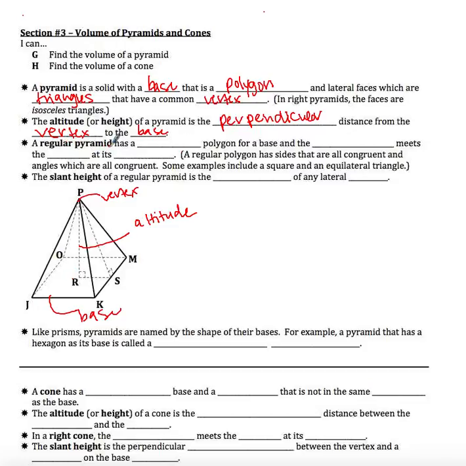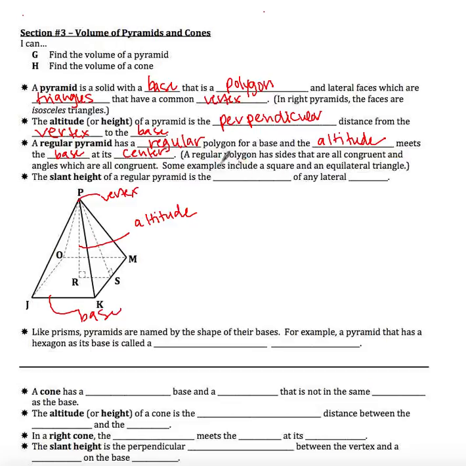A regular pyramid has a regular polygon for a base, and the altitude, or the height, is going to meet the base at its center. So a regular polygon has sides that are all congruent and angles which are all congruent. Some examples include a square or an equilateral triangle.